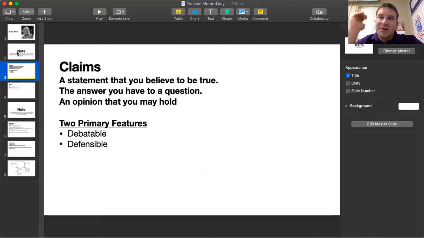Debatable means essentially, if it's not up for debate, it's not a claim that you're making. You're just stating a fact. If everybody agrees to it, that's a fact. So that's what a claim needs to be. It needs to be something that is debatable. It needs to be something that needs to be proven.